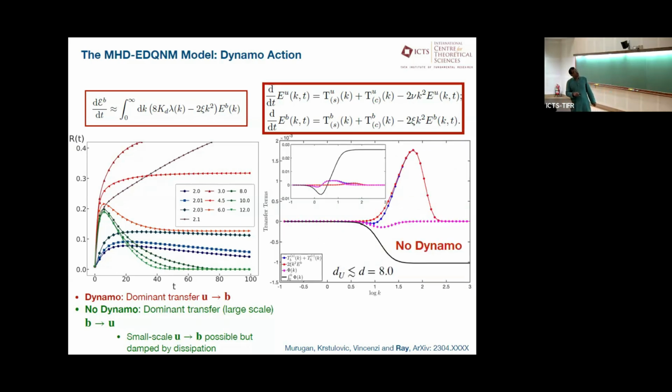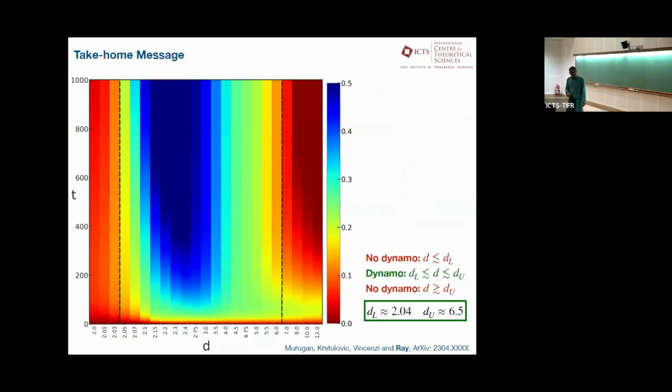Again, when you go to much higher dimensions, dimension 8 in this case, you end up again with a drop in this curve, which again gives you the no dynamo picture. So the take-home message is the following. This is a phase diagram in dimensions and time. You can look at the largest time. This is just to show how it grows.